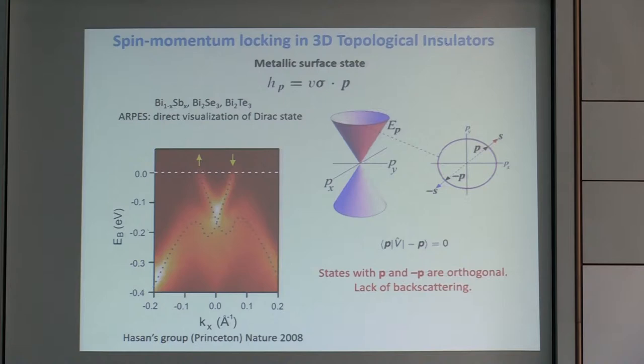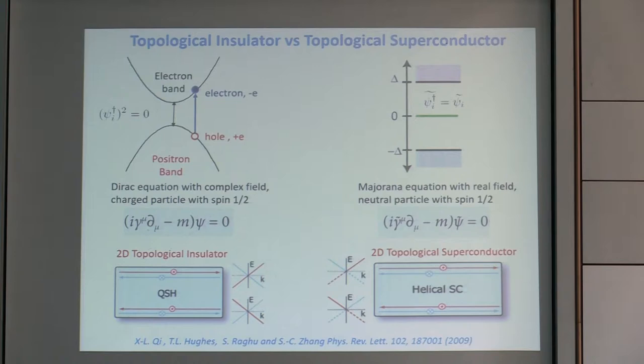So if I have a topological insulator, which in general is a narrow gap semiconductor, and I have a positron and electron band, then I can change from the complex field, in which I'm describing a Dirac equation, to the Majorana equation, where I have a real field. And then I have this kind of conjugated state where my particle is equal to the antiparticle.